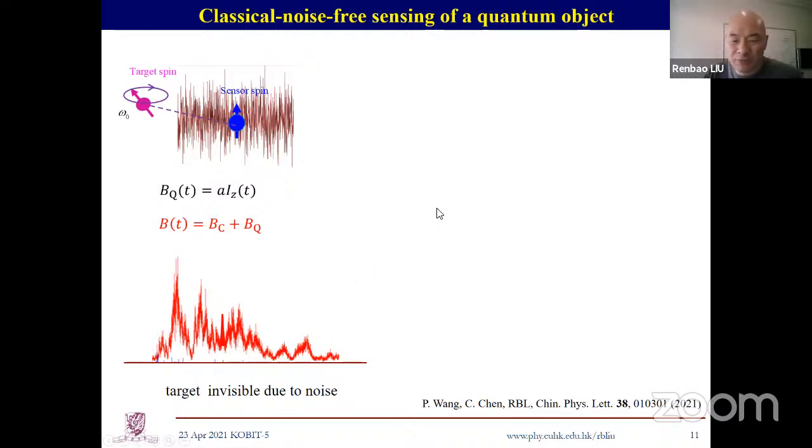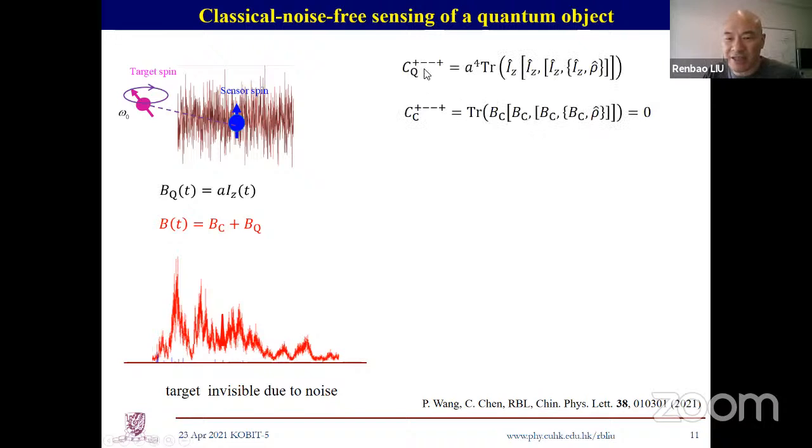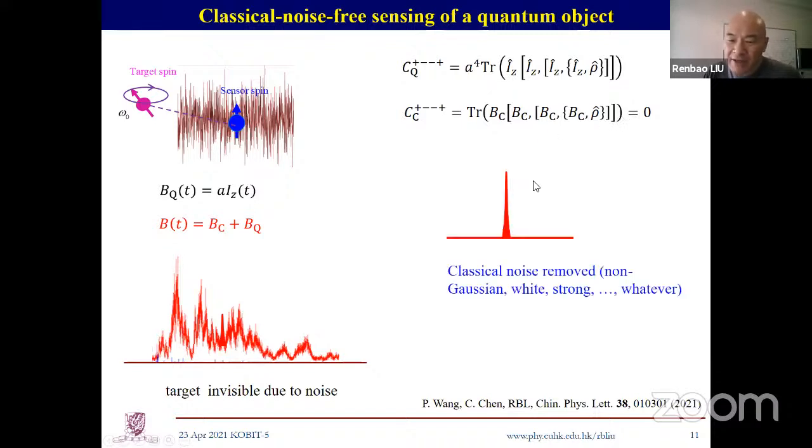So that means if we measure correlation functions such as this one, which contains the anti-commutator and then commutator, and the commutator and the anti-commutator, then for the classical noise this will be absolutely zero. And for the quantum noise, this will be non-zero. So that means this will be a background-free detection, right? So this is the schematic. If you look at the spectrum of this fourth-order correlation function, which contains commutator and anti-commutator, you are supposed to see no contribution from this classical noise.